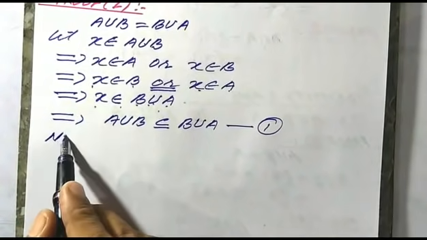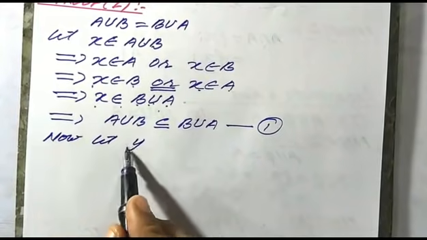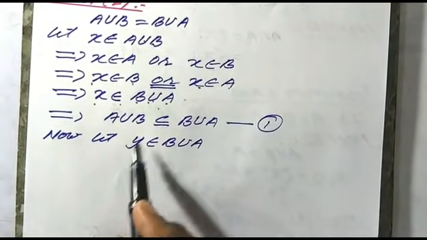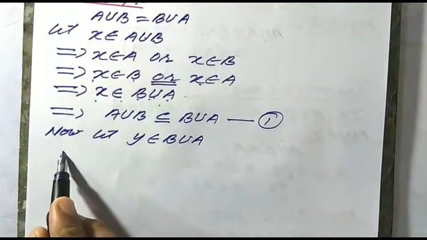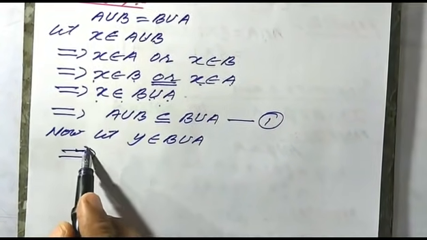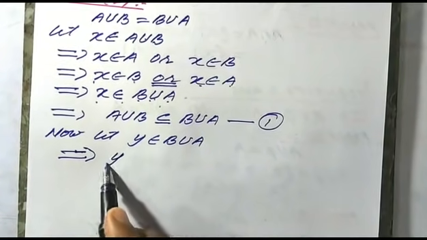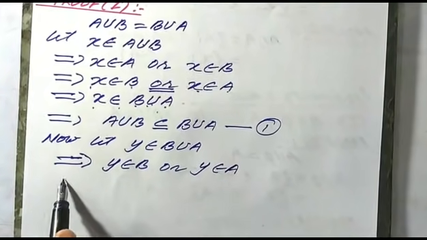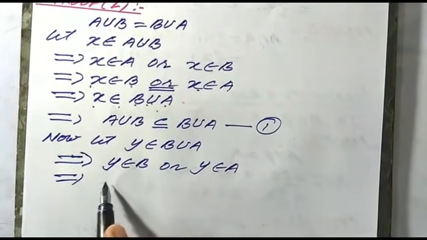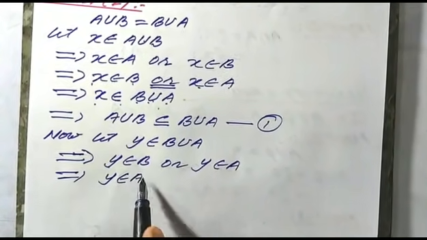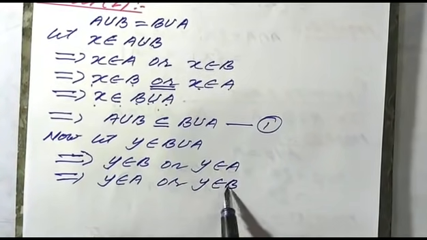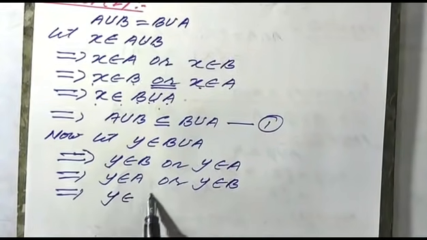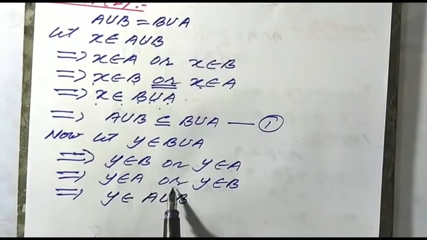Now let y belong to B union A. We take an arbitrary element from the right hand side, that is B union A, and again, as we have done for A union B, this statement may be written as y belongs to B or y belongs to A. It implies that the same statement may also be written as y belongs to A or y belongs to B. If we write this statement collectively, we may write it as y belongs to A union B, because of the word or.